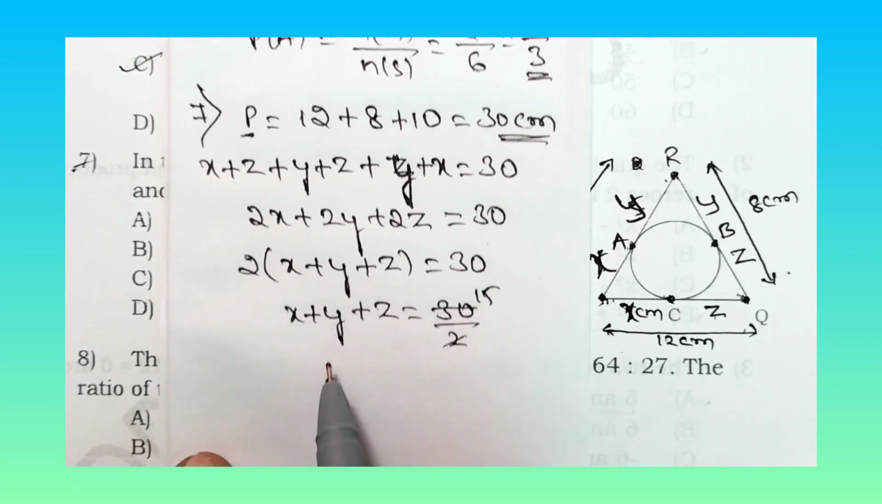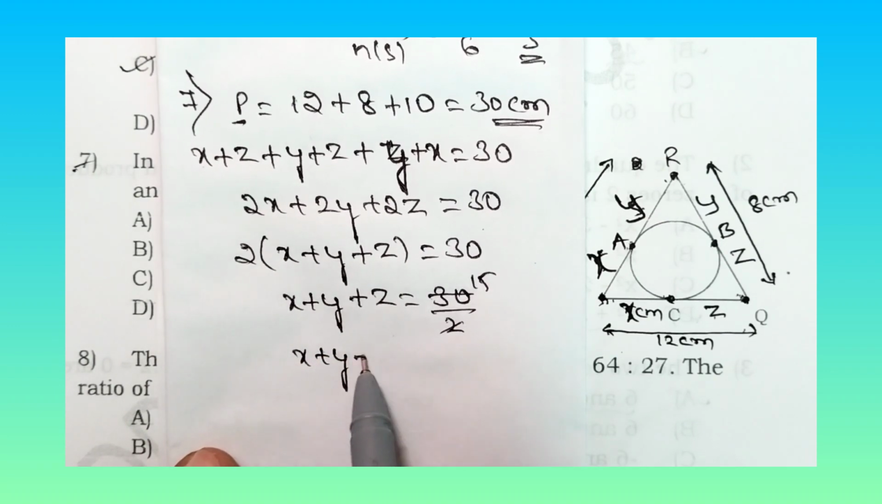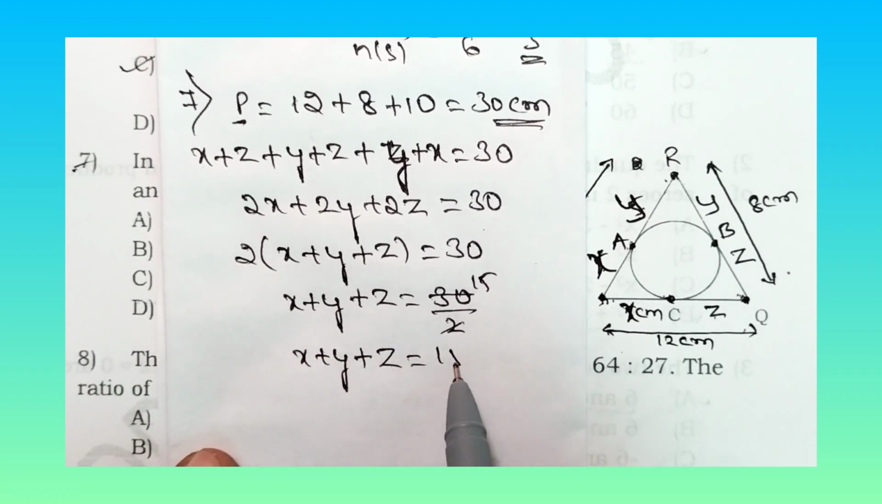2 ones are 2, 15s. So what is the remaining? x plus y plus z is equal to 15.